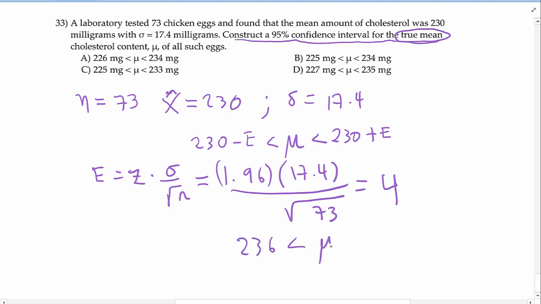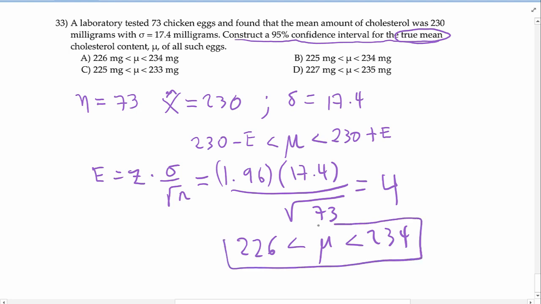So we add this number, so we get 236 and 234. 226. 230 minus 4 is 226. All right, to 234. So that is an interval where we're confident we're going to find the population, the true mean cholesterol level for all X, right?